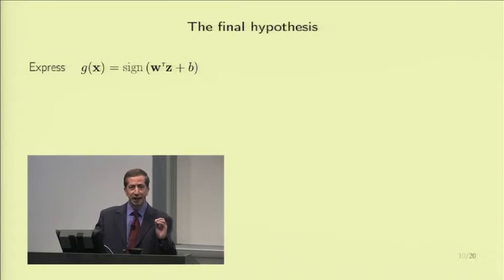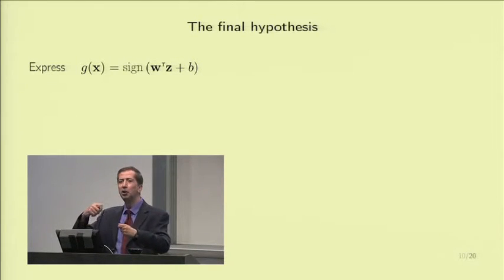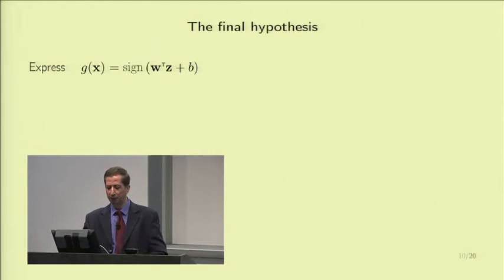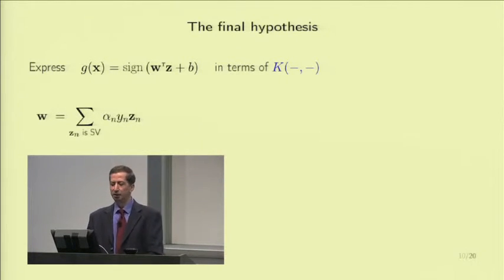Okay? I know that I can because we spent a lot of time realizing that we don't need anything from the z space other than the inner product, and the inner product is the kernel. I just want to put the explicit form here. So you want to put this in terms of kernel of something and something. And you take W to be this, okay? And you're not going to solve for any of those. These are just for illustration.